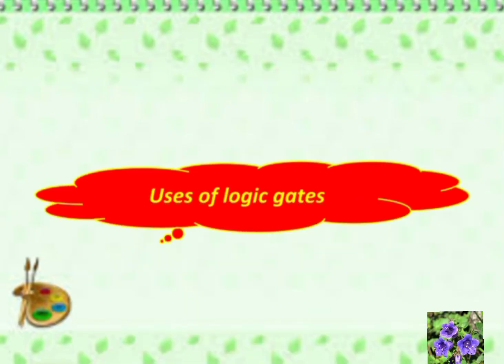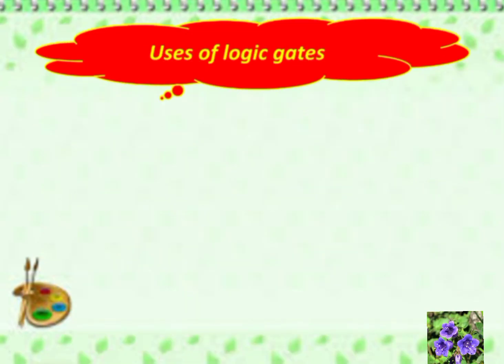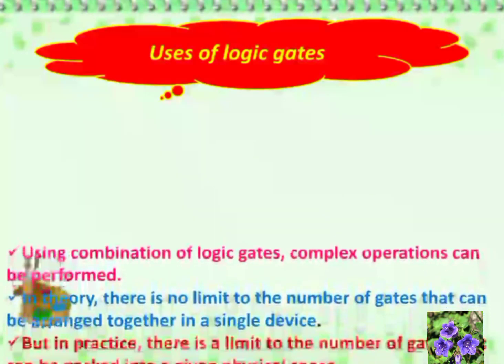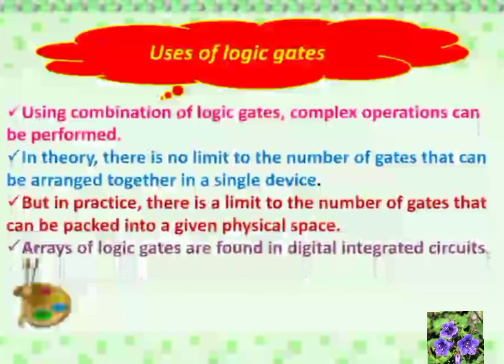Next, children, we are going to see the uses of logic gates. Why do we use logic gates? We use logic gates in digital integrated circuits, and they are used to perform complex operations. In theory there is no limit to the number of gates we can use, but in practice only a limited number of gates can be packed into a given physical space. That is why we use a limited number of logic gates. Many logic gates are found in digital integrated circuits.